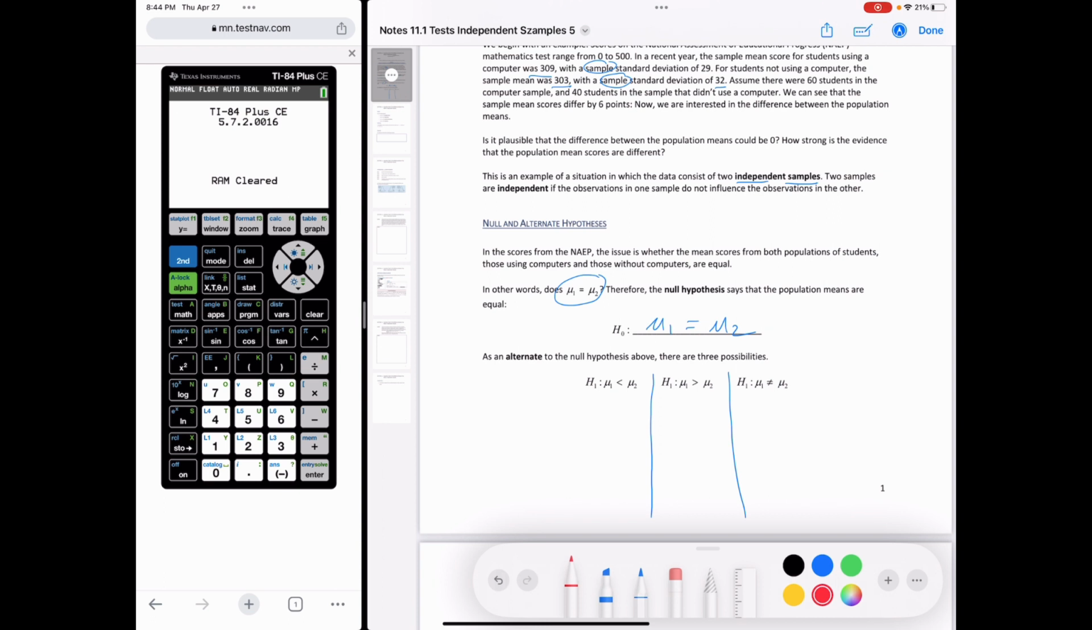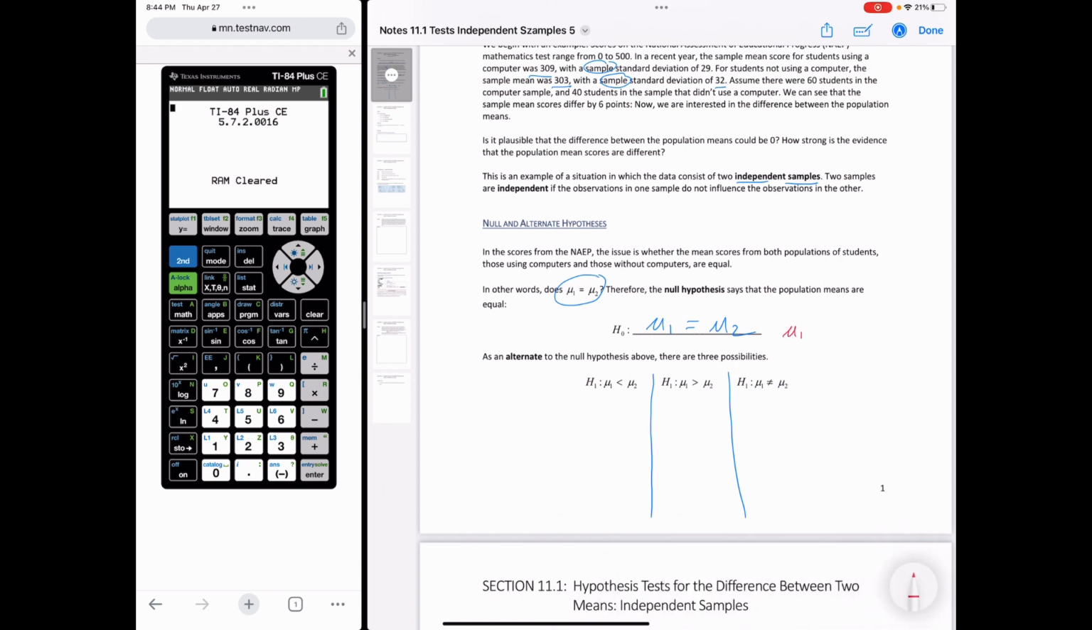I want to show you something that Minitab will do. So I want everyone to look at H0. Minitab will do this. It will say, okay, mu1 minus mu2. I move the mu2 over. Mu1 minus mu2 equals 0. Because if the two means are equal, their difference is 0. That's what that's telling you.